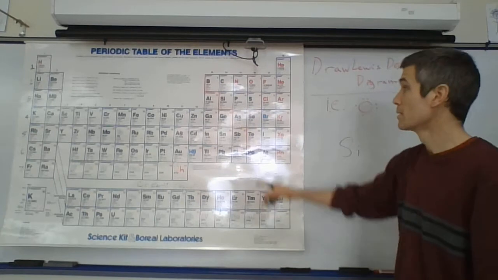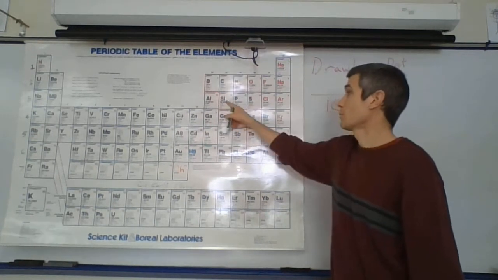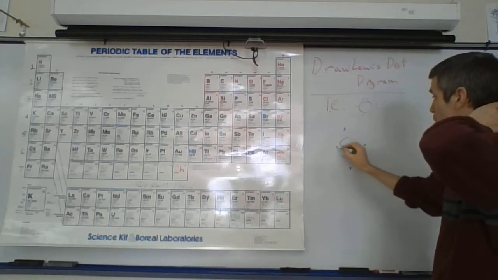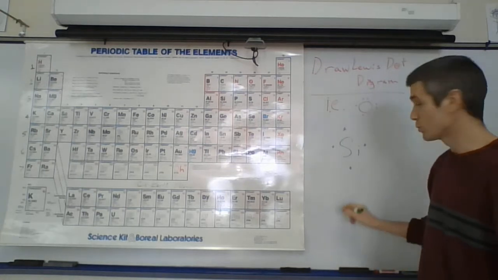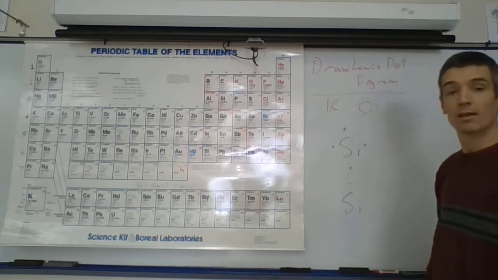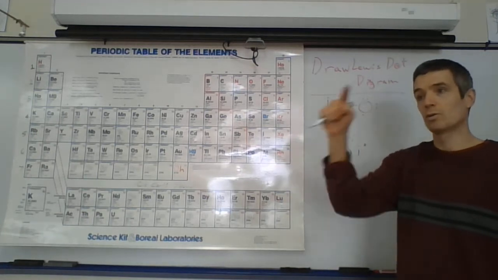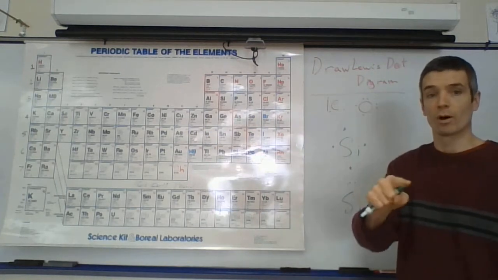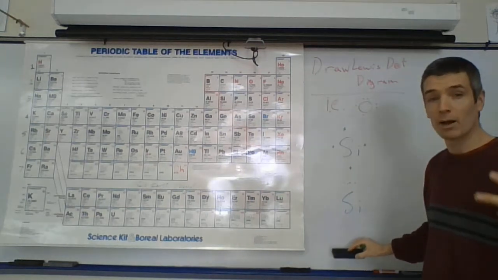Silicon. Si. Silicon's right here. It's in group 14. 1, 2, 3, 4. Notice I don't do it like this. That's incorrect. I don't put Si 1, 2, 3, 4. I go Si 1, 2, 3, 4. Put the dots around each one on each side. I don't pair them up.